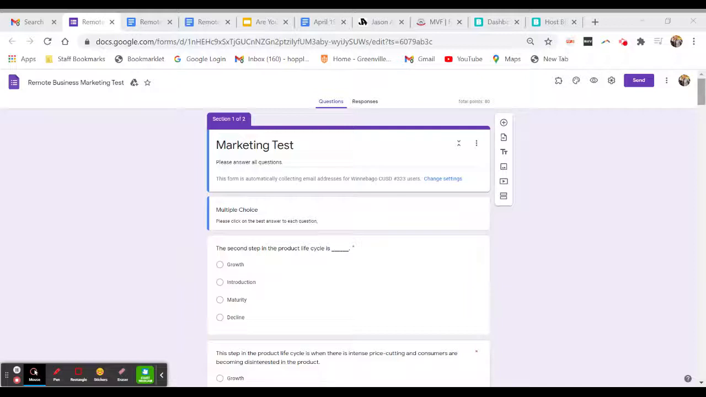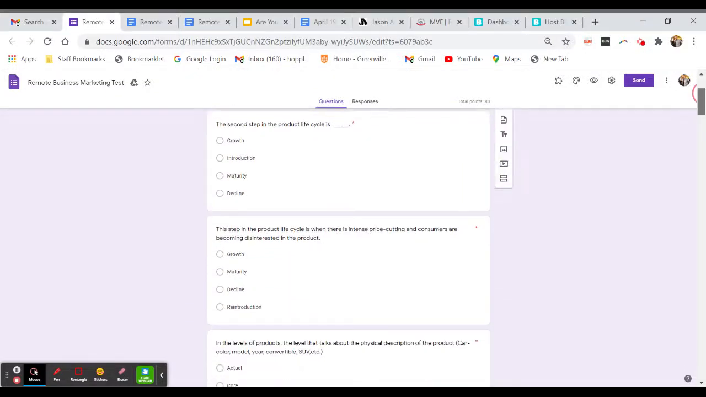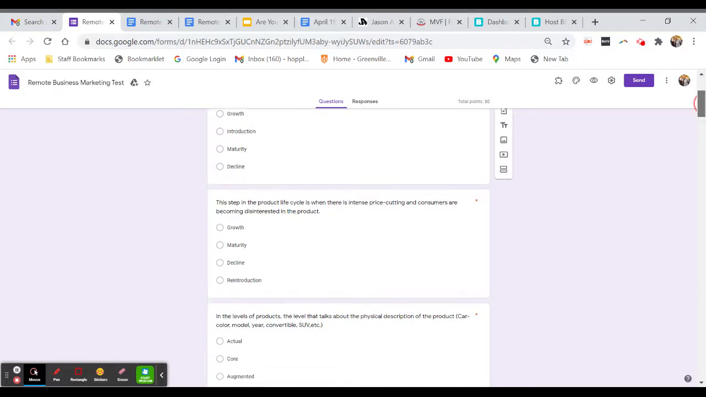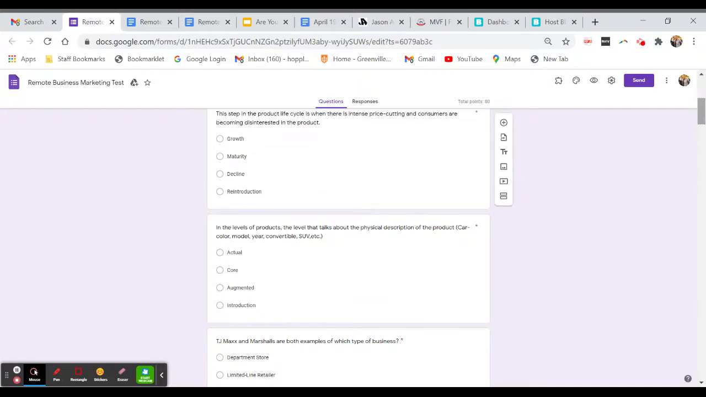Section 1 of the marketing test is multiple choice. The second step in the product life cycle is growth, introduction, maturity, or decline. This step in the product life cycle is when there is intense price cutting and consumers are becoming disinterested in the product. Growth, maturity, decline, or reintroduction.